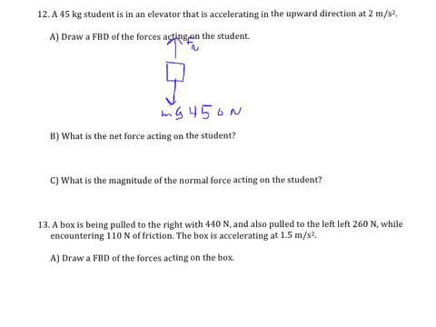And I want to know what the net force is acting on the student. Well, the net force is found by saying F equals ma, our old friend Newton's second law. And I know what the mass of the person is. The student is 45 kilograms. That's a kilogram if you can't tell. The acceleration is 2 meters per second squared. So therefore the net force acting on the student is 90 newtons.